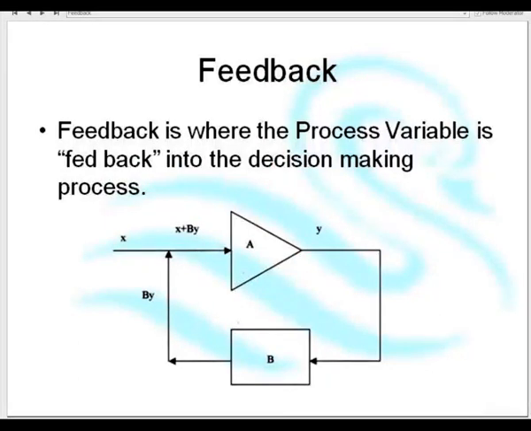First thing we need to talk about is feedback. Feedback is where we take the process variable and we feed it back into the decision-making process. So in other words, we make a change and then we check to see whether the change was okay. And then based on that, we make another change. So feedback feeds back.